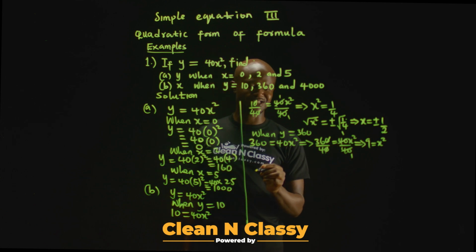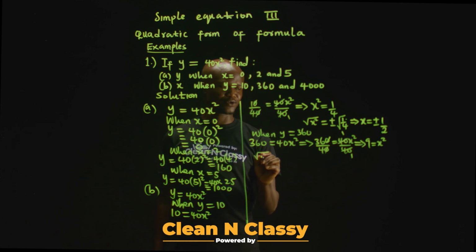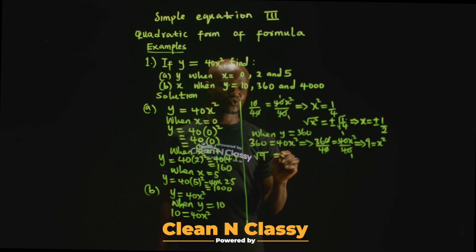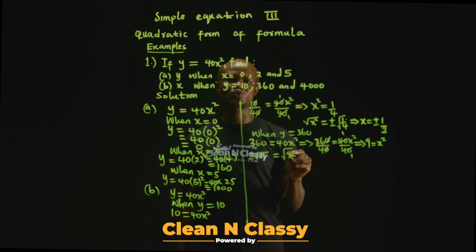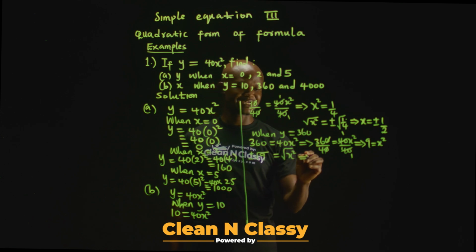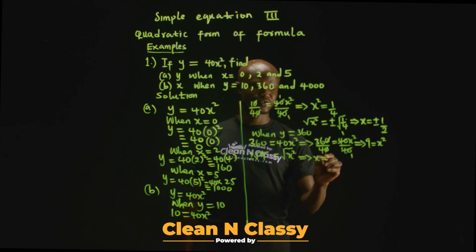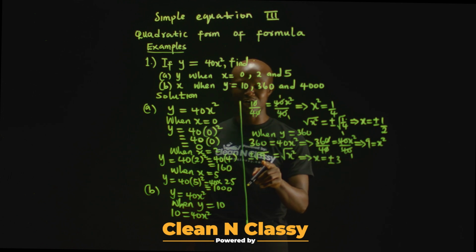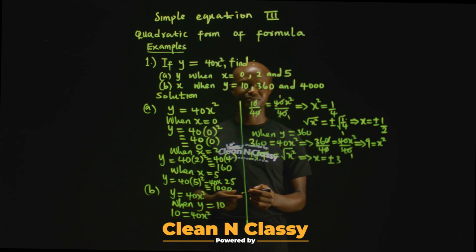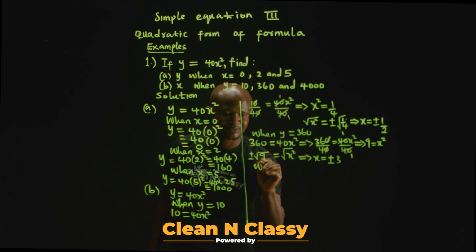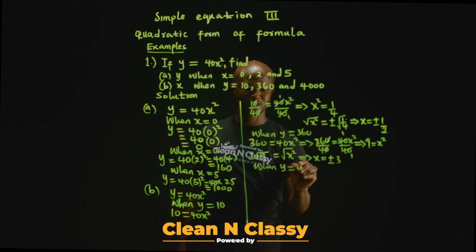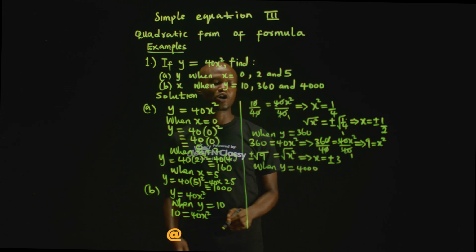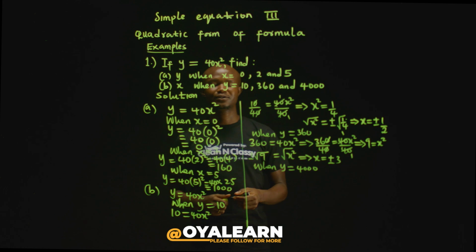From that place, we take the square root of both sides. Taking the square root of both sides, the square root of x squared will give us x. So this implies that x equals plus or minus 3, because the square root of 9 is 3. Now, when y equals 4,000, what will be the value of x?